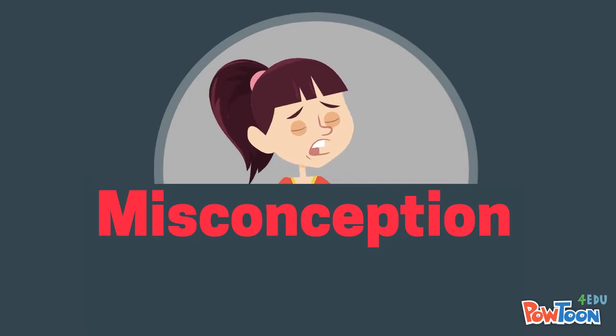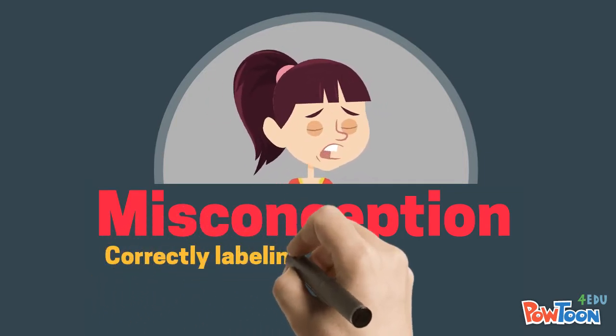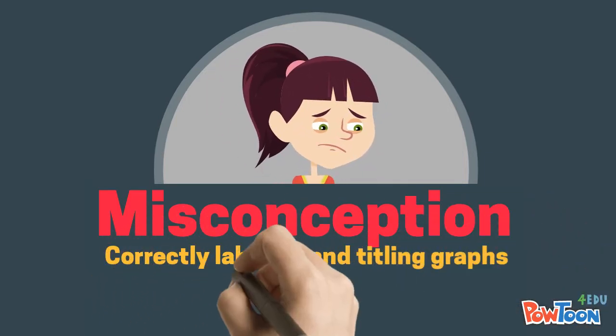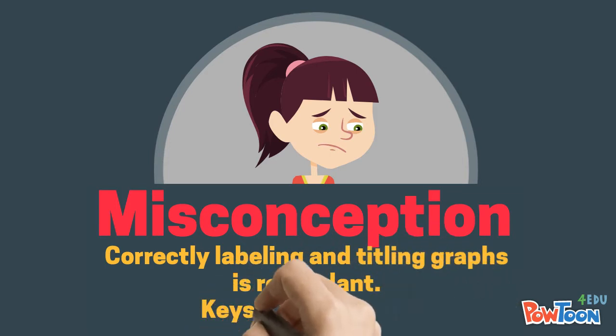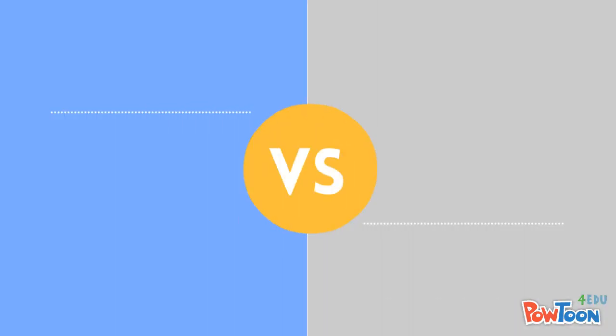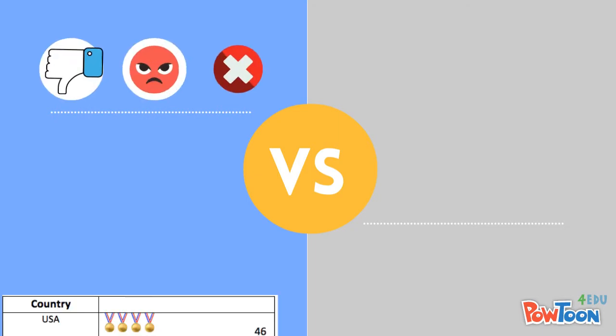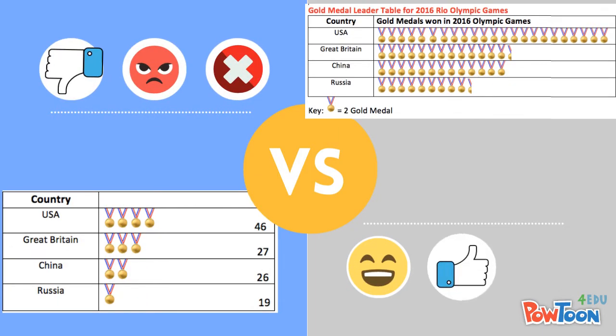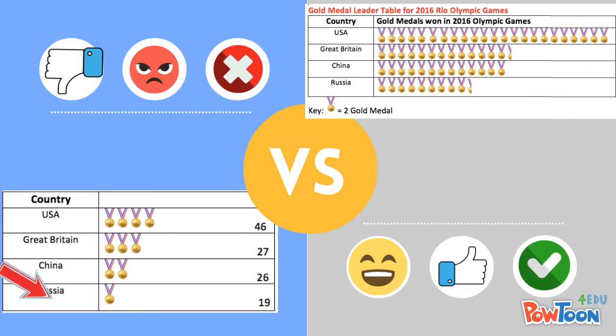Students often find writing labels and titles for graphs redundant and unnecessary. Furthermore, they know what the pictures represent, so find providing a key pointless. Without labels, titles, and keys, pictographs do not make a lot of sense. Let's have a look at our previous misleading graph in comparison to a graph depicting the same data and is not misleading. We can see how easy it is to correct the common misconceptions of not including labels, titles, and keys and the effect it has on the graph.